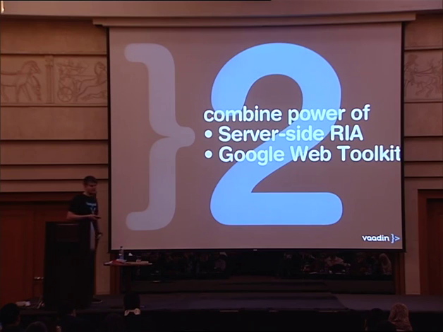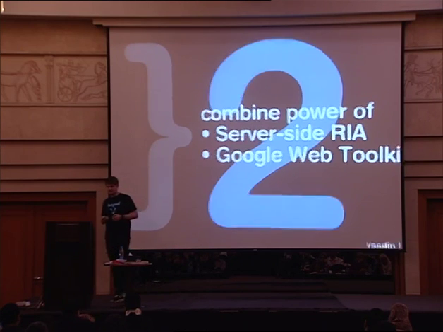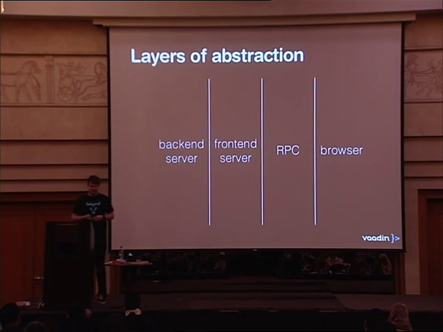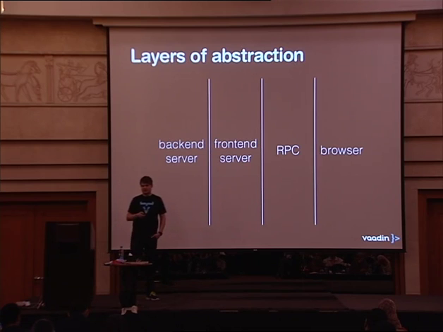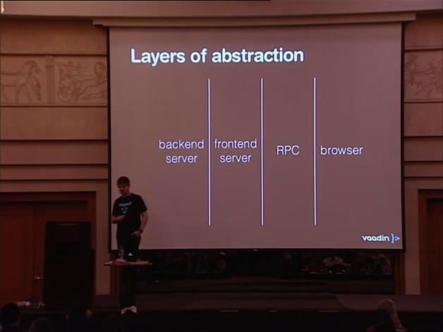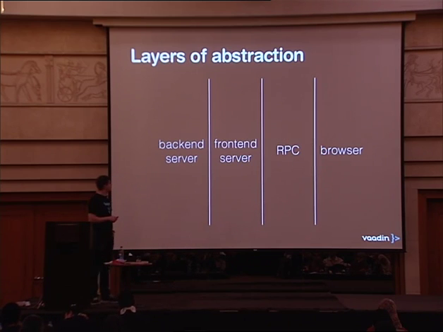So the second idea behind Vaadin is combining the power of Google Web Toolkit and server-side development. So this is a hybrid solution in a way. If you think of a web application, it has different layers. All of them have the backend layer, at least if you have some kind of database, probably some kind of business component here. Then you have some kind of front-end server, your web server that serves things back to the web. You have a browser here, and the browser somehow connects to the front-end server through remote procedure calls.